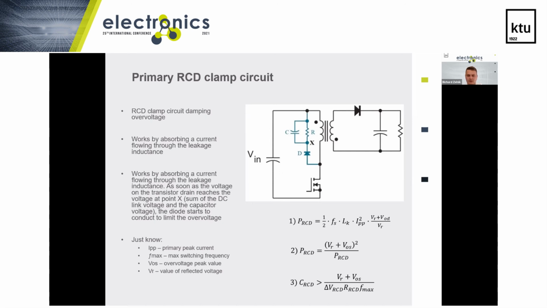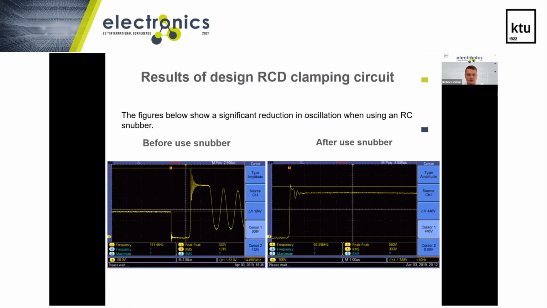We must consider that the capacitor is large enough so that its voltage does not change significantly during one switching cycle. These are the results of the RCD clamp circuit design. The waveform is measured at an input test voltage of 300 volts, and you can see the limitation of the overvoltage peak in the picture on the right side.